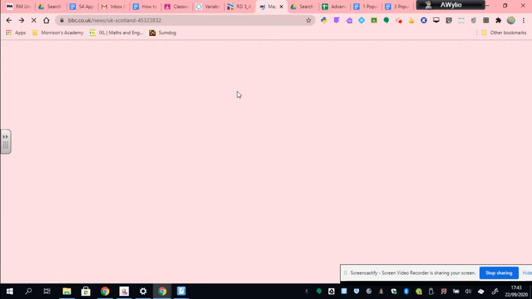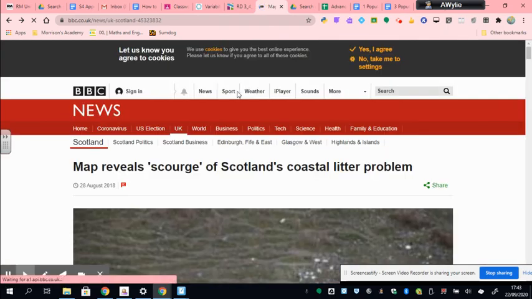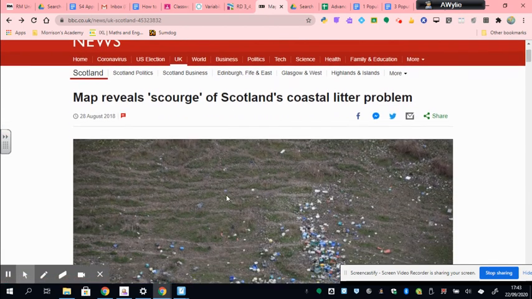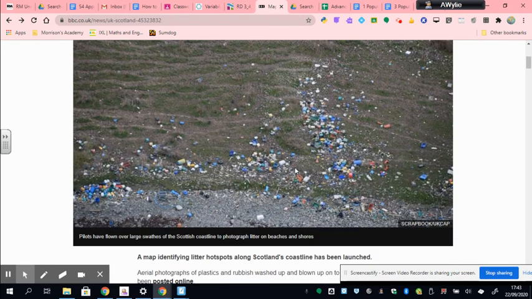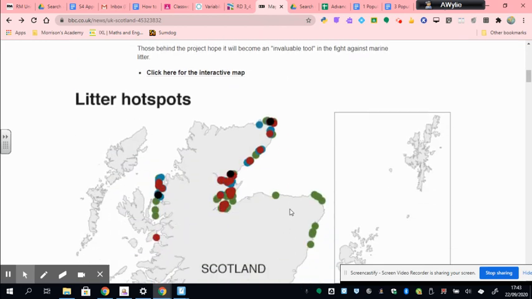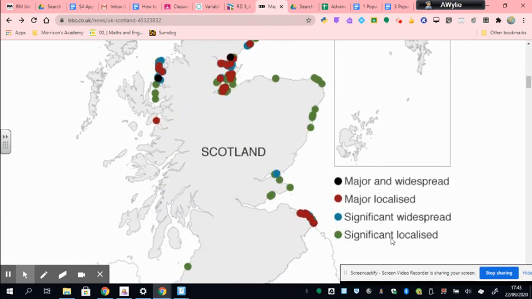So here's a third possible approach. Sometimes your research question doesn't have some very specific data that you can find for maybe Scotland. Or maybe you've got a nice map. So this is looking at Scottish litter, and you've got some really nice photos taken of different Scottish beaches, and you've got this lovely map that shows areas where beaches have been identified with significant localized, significant widespread, major and widespread.